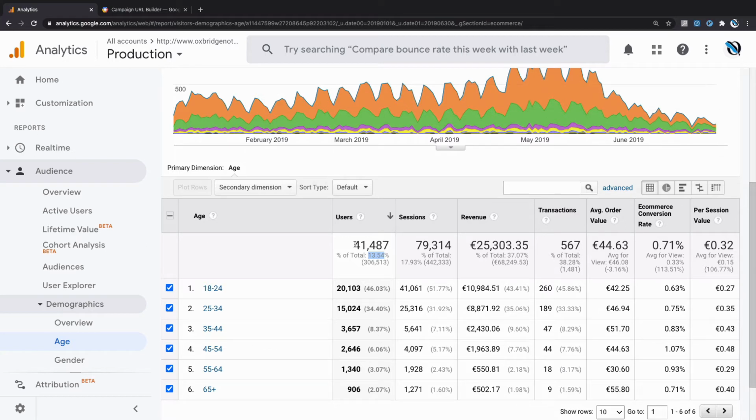Let's think a little bit more deeply about this. Should I exclude people who are over the age of 34 from my online advertising campaigns? Well, let's look at the data. What really matters isn't the number of users. What matters is whether they convert or not.